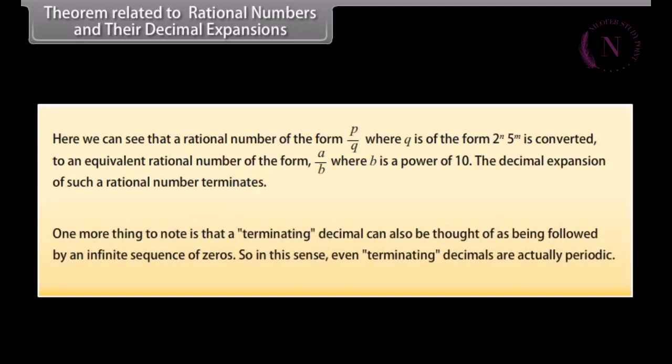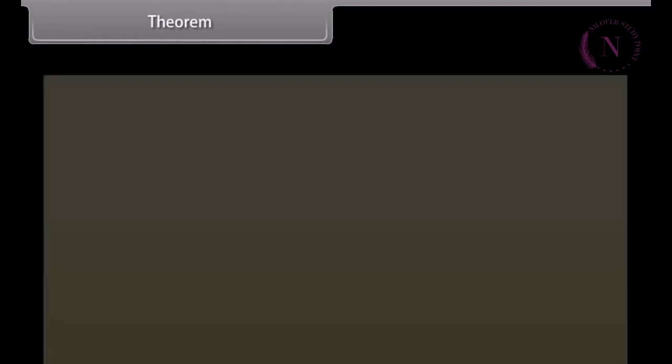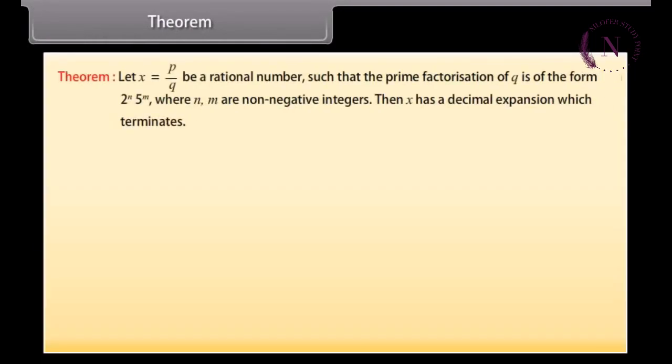One more thing to note is that a terminating decimal can also be thought of as being followed by an infinite sequence of zeros. So in this sense, even terminating decimals are actually periodic. Theorem: let x equal to p upon q be a rational number such that the prime factorization of q is of the form 2 raised to the power n, 5 raised to the power m, where n, m are non-negative integers. Then x has a decimal expansion which terminates.